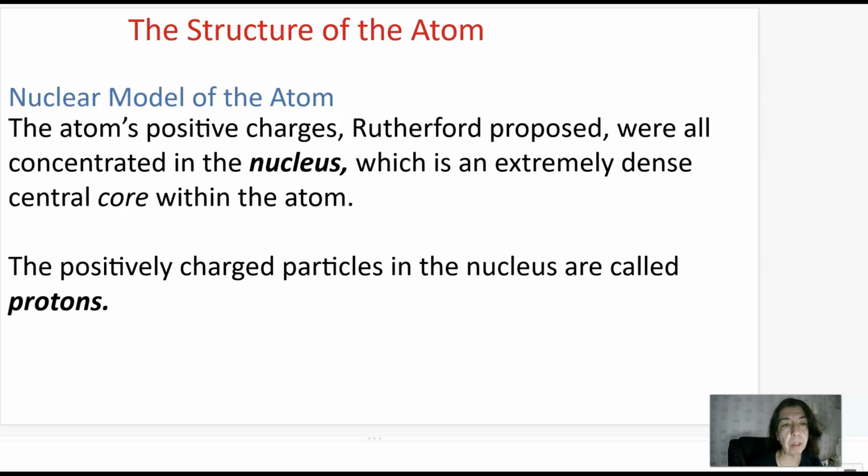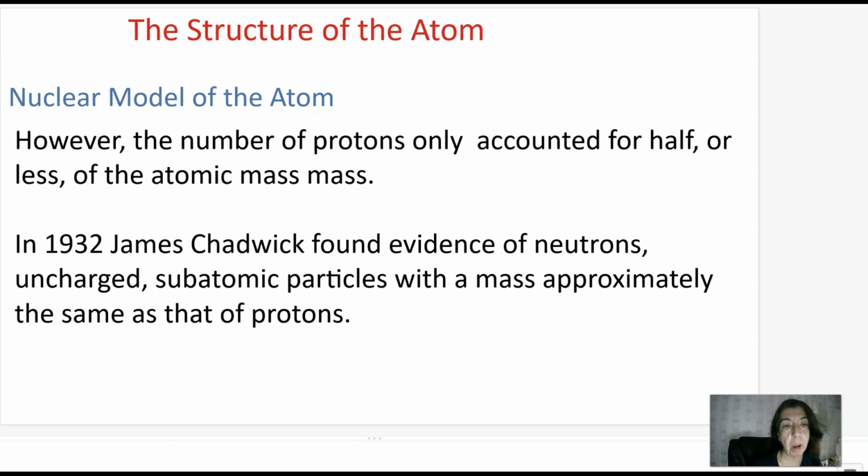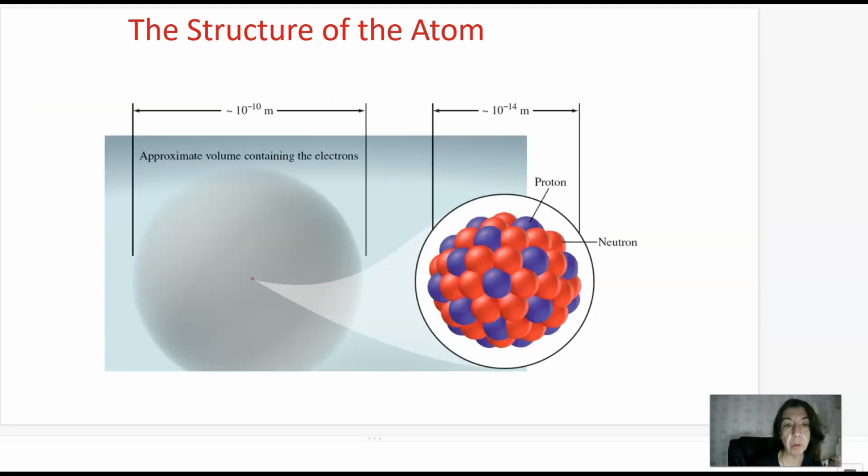So if you read the history of this, we talk about the nuclear model of an atom. The atom's positive charges were proposed by Rutherford to be concentrated in the nucleus, and these positive charges he called protons. However, the number of protons only accounted for half or less of the atomic mass, and it wasn't until 1932 that Chadwick found evidence of neutrons. These were uncharged subatomic particles with a mass approximately the same as that of protons. So the protons and the neutrons were in this dense nucleus, and the outer cloud was where the electrons lived.